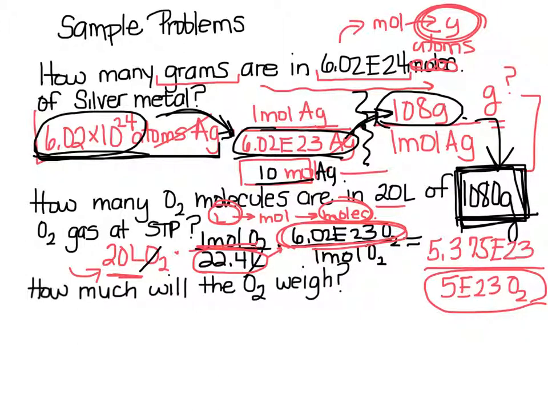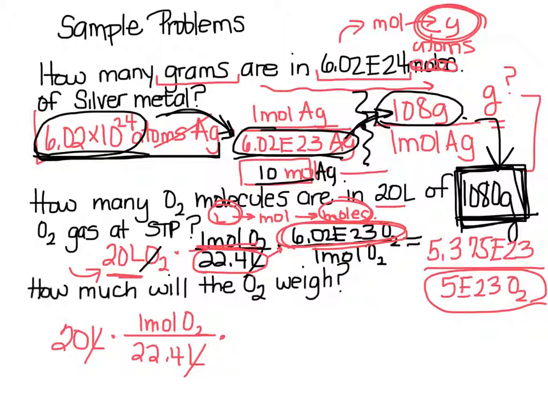And our last question here asks, how much will the oxygen weigh? So we already know how many particles we have, but we can start from anywhere. I'm going to go ahead and go back and start with our original 20 liters. So we had 20 liters of oxygen. Again, we're still going to moles. Our first step's exactly the same. So 1 mole of oxygen would take up 22.4 liters of space.